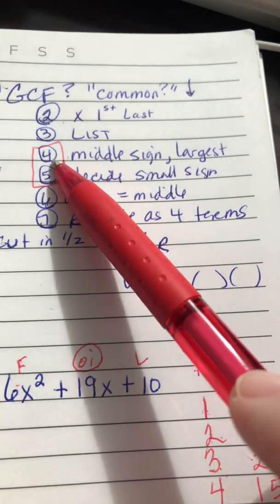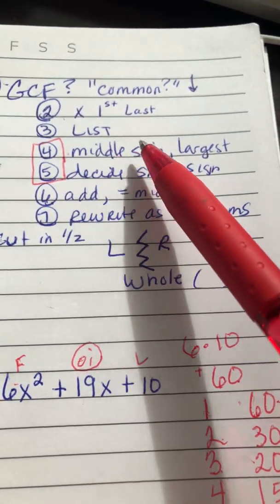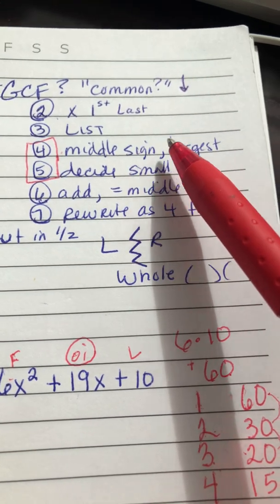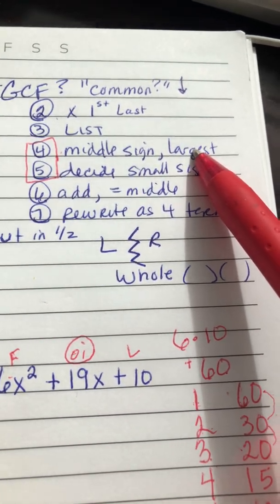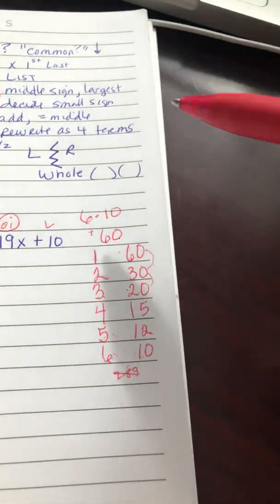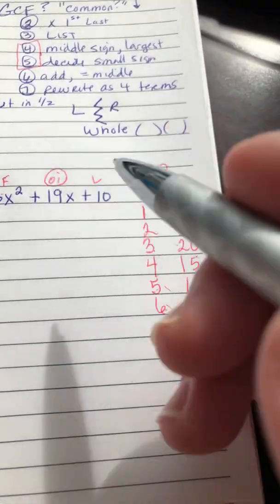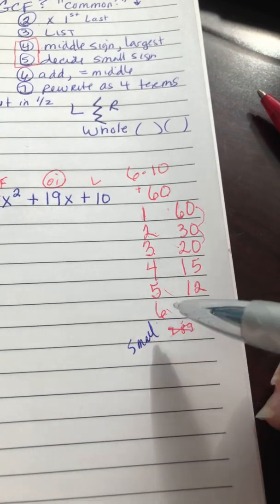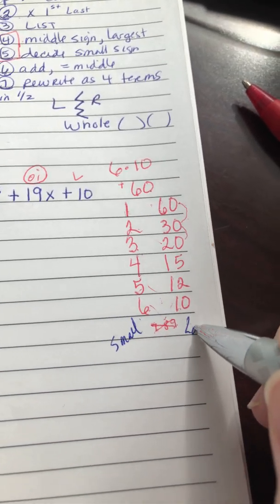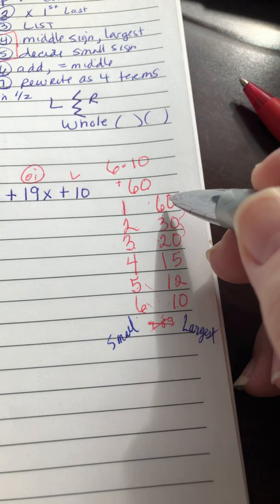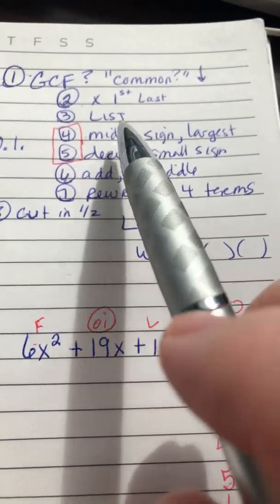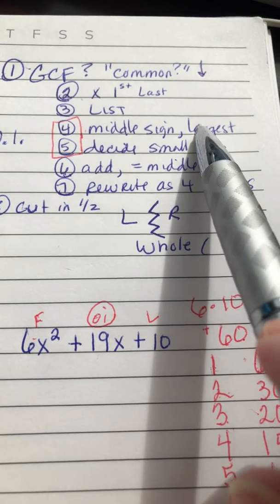So let's look at number 4. It says, look at the sign of the middle term and put that sign on the largest factor in each set. So we put these in a certain order so that all the small numbers are on this row or column, and all the largest ones are on the right column, so that when we do step 4 and put our signs on our numbers, it's going to be super easy.